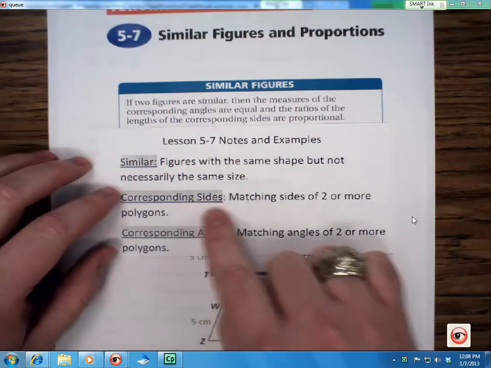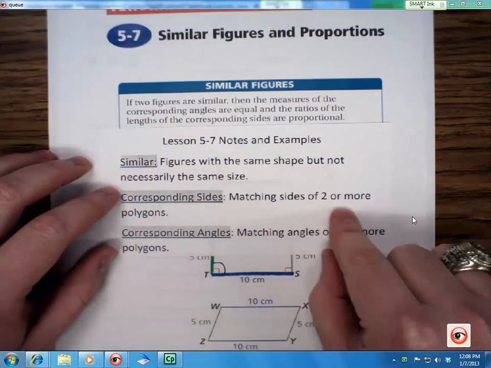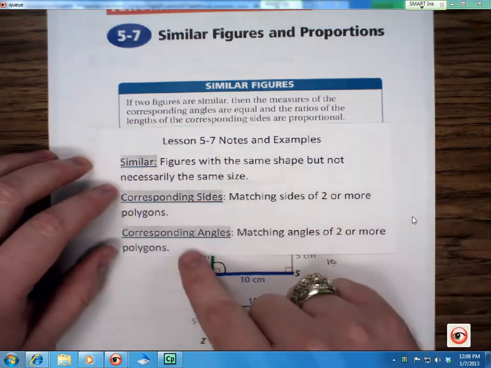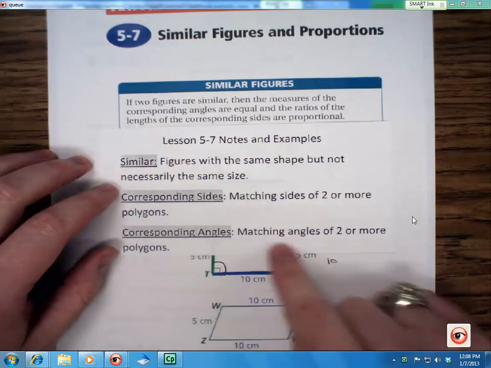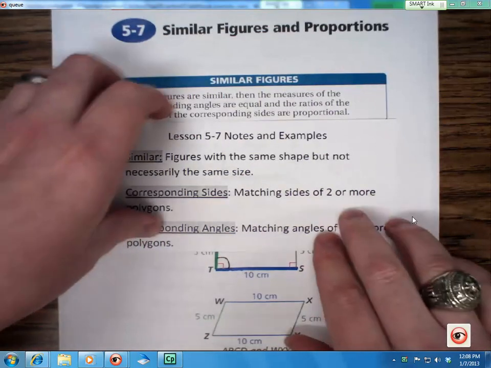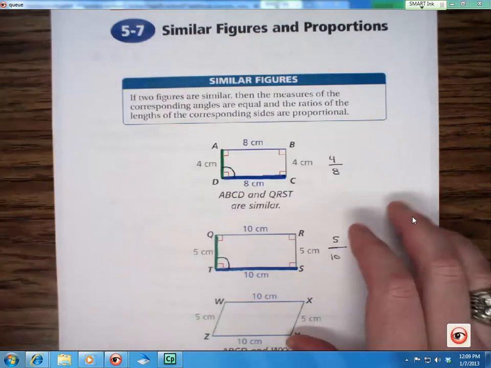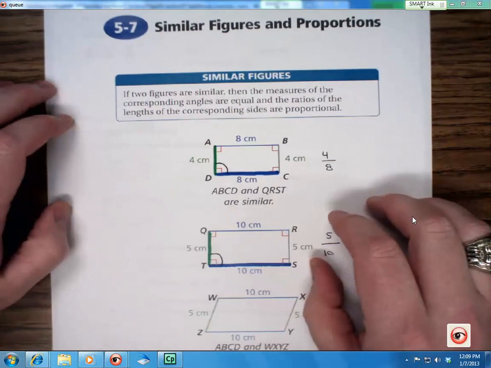Corresponding sides are matching sides of 2 or more polygons. And lastly, corresponding angles are matching angles of 2 or more polygons. And you'll see more about the corresponding sides right now.